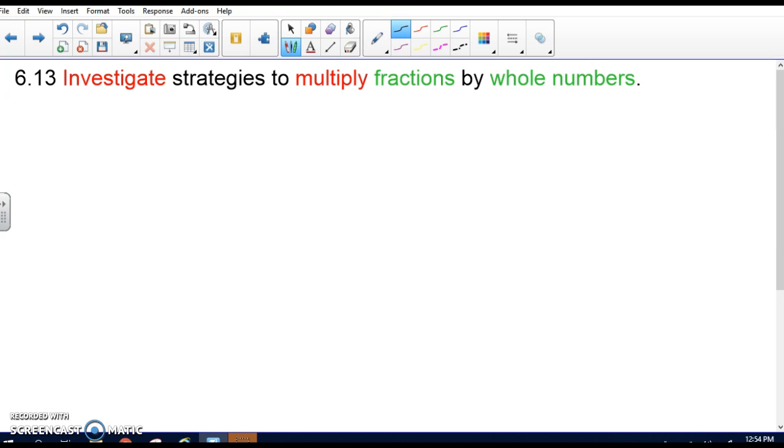And what that looks like is, since there are 3 vases, and in each vase the florist added 1/3 of a cup of water, how much water did they add? Okay, we're going to look at it 2 different ways. We're going to look at it with pictures, and we're going to look at it with equations. I'm going to start with a picture. Okay?